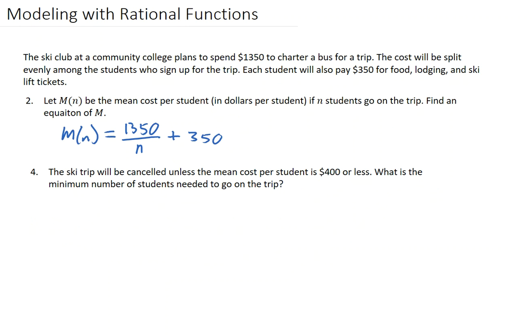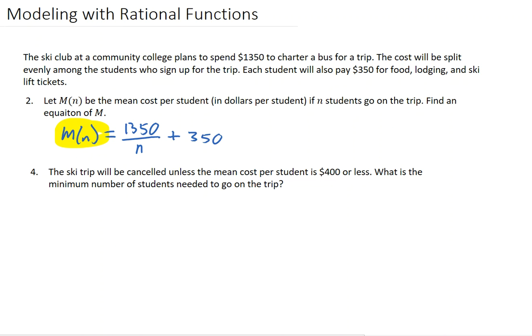Alright, so I cleared out some space to make room for this next question. I just have our mean equation there. And this question is: the ski trip will be canceled unless the minimum cost per student is $400 or less. So basically they need to get enough students to divide up the bus trip to make it worth going. So what is the minimum number of students needed to go on the trip? Basically what they're saying is they need this number, the mean, the output here, to be less than $400.